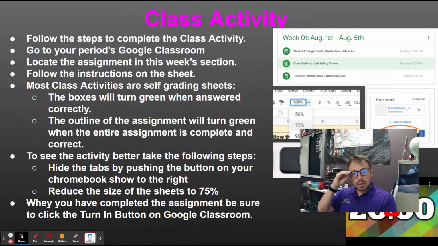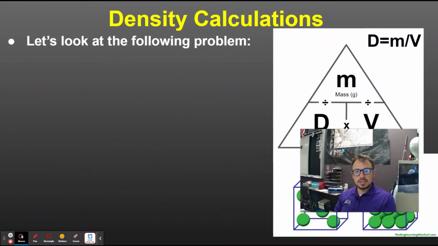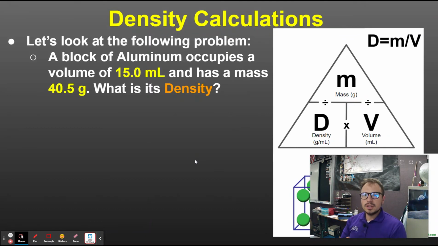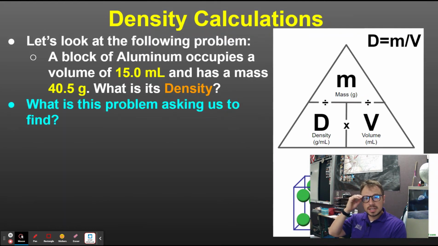All right. So in order to practice this, we did a class activity in which you're just asked about density, just to understand the concept of density. So then we can jump into the density calculations. If we look at a block of aluminum that occupies a volume of 15 milliliters and has a mass of 40.5 grams, what is its density?